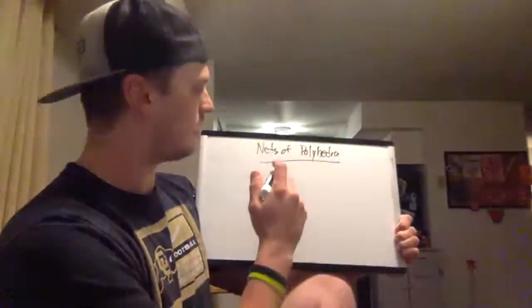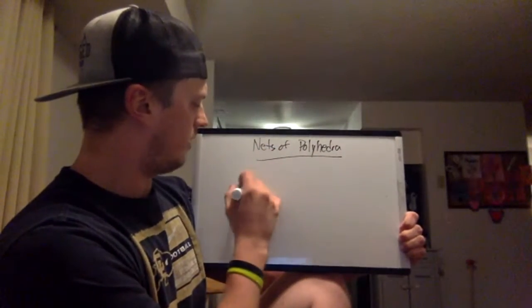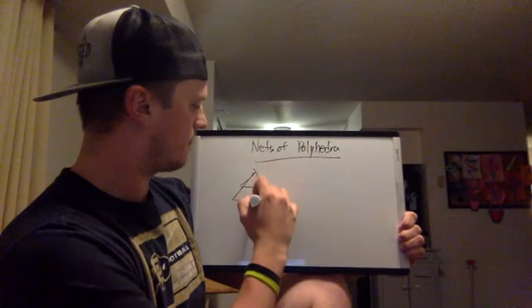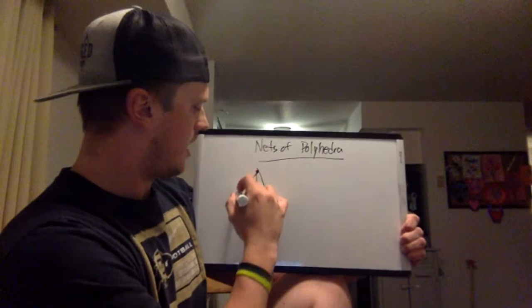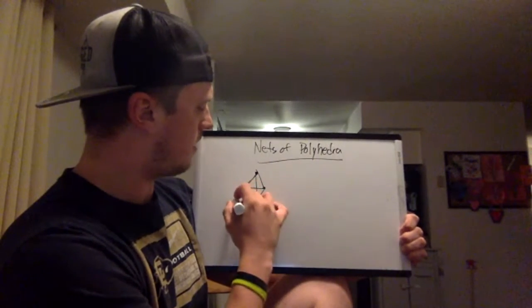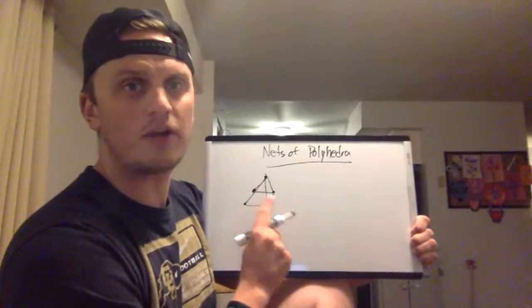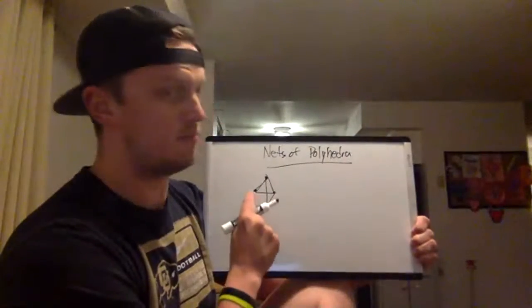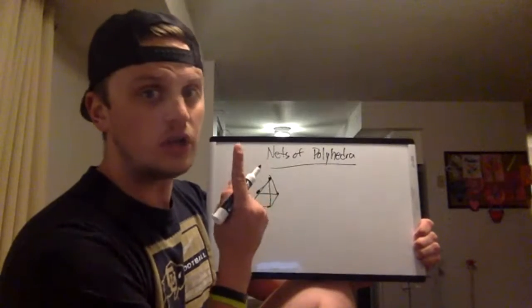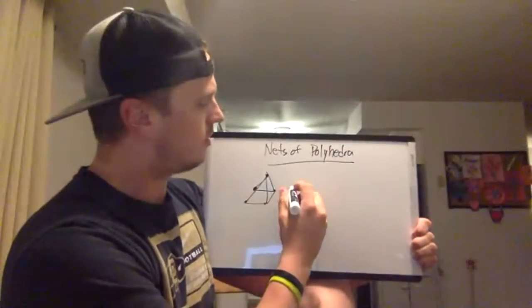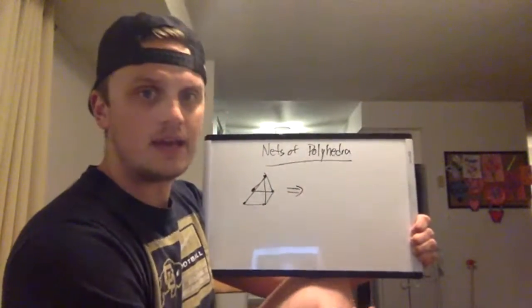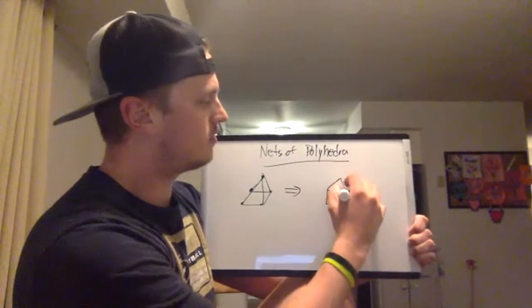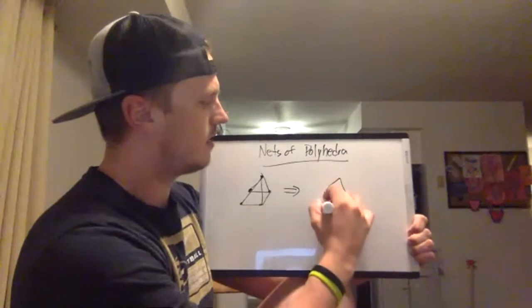If I have a pyramid that has a base of a square, I'm going to identify this polyhedra as a square pyramid. I'm going to know it's a square pyramid because the base is a square and there's only one of them. If this were to turn into a net, it would look something like this, where you have a square that is surrounded on all sides by triangles.